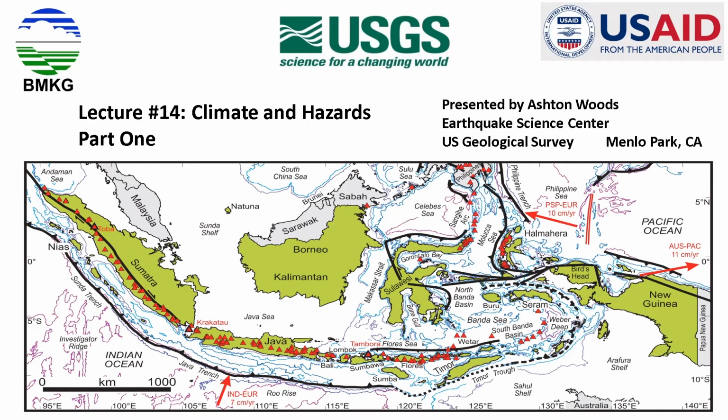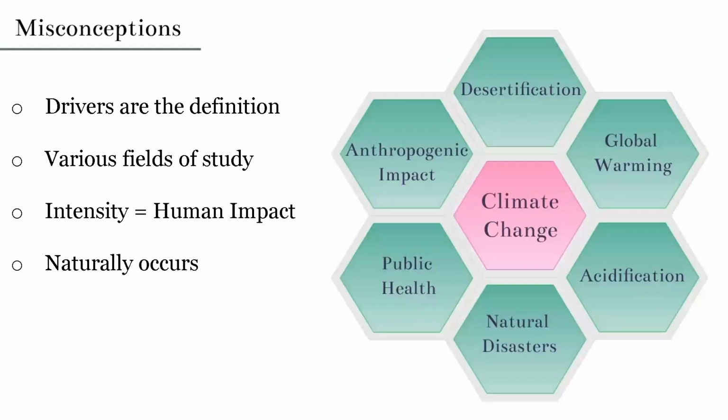Lecture 14, Climate and Hazards, Part 1. The most common misconception on climate change is that it's synonymous with global warming. Global warming is just one variable, however. Climate change is defined as atmospheric and surface changes over time that occur across the globe.